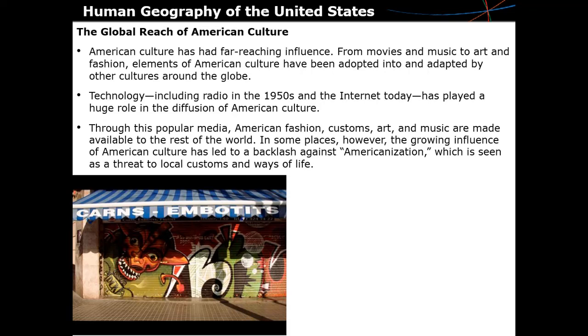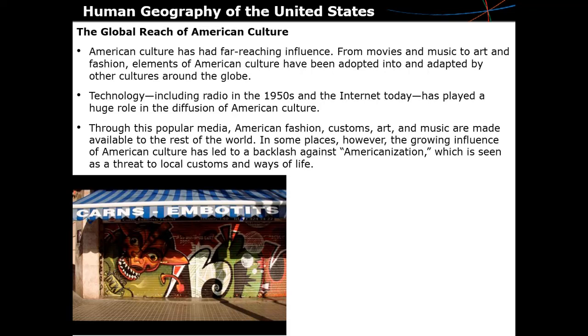So now you guys understand social media today and using the internet, and you can see how that has spread culture in a big way. But even 70, 80 years ago, the radio had a big impact on the rest of the world. Radio and TV also helped spread that American culture. And then through those popular media, fashion, customs, art, and music were made available to the rest of the world.